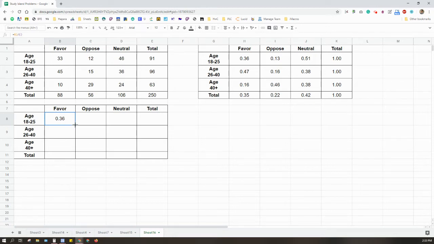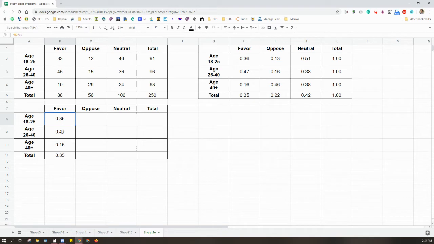Now, the cool thing is, if I go ahead and drag this down, it does the other cells automatically. You notice up here in the formula bar, it says B2 divided by E2, because the 33 is in column B, row 2, so we call that cell B2. And the total we wanted to divide it by was cell E2. So it said B2 divided by E2.